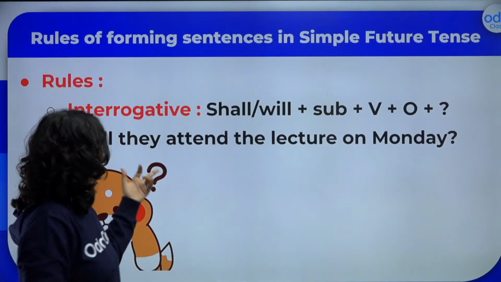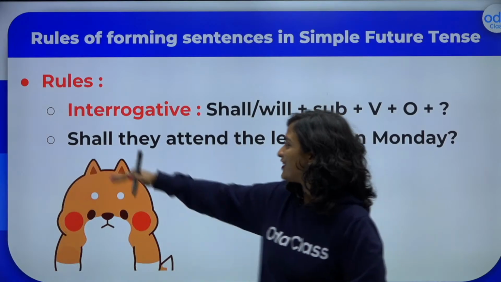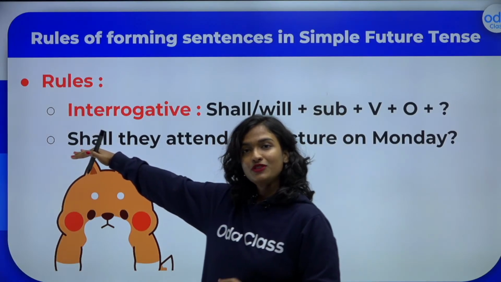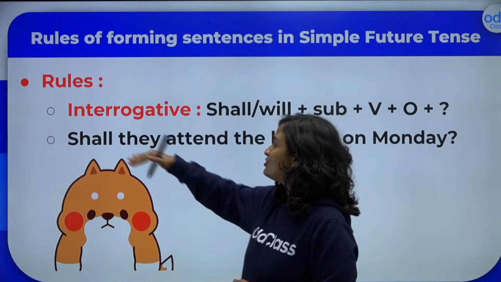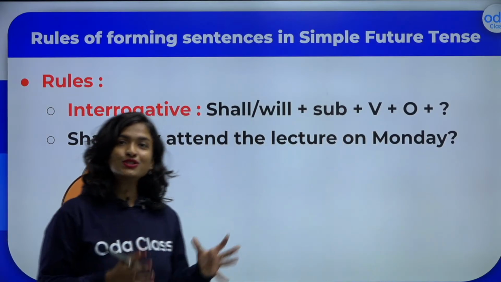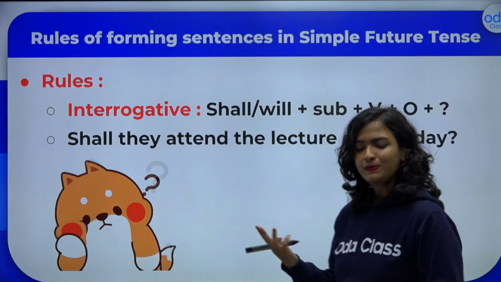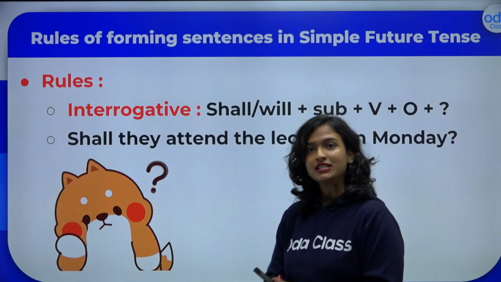So here we have an example. Shall they attend the lecture on Monday? We have our helping verb first, shall or will, followed by the subject, the verb, and then our object. Students, I hope this is clear to you all. These are the three very simple rules for forming our three types of sentences in the simple future tense.